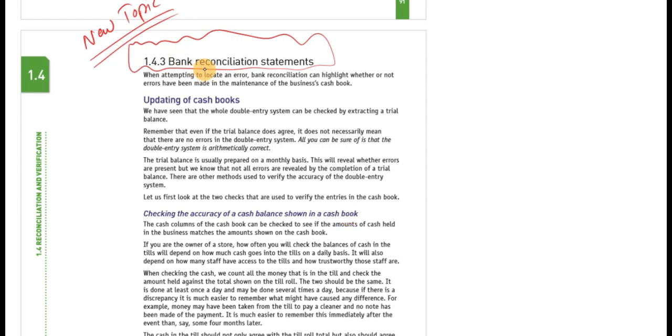So in BRS we will reconcile two main accounts. Number one is the business cash book, and the second one is the business bank account. The cash book and the business bank account should be reconciled. If they do not reconcile, we will see where the difference occurs, either in the cash book or in the business bank account.